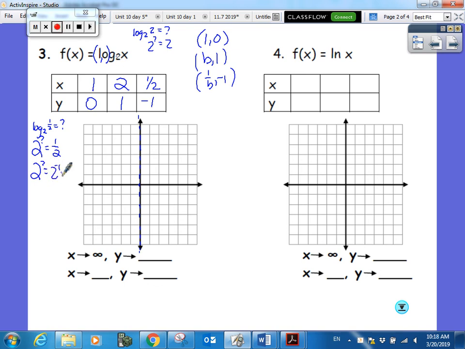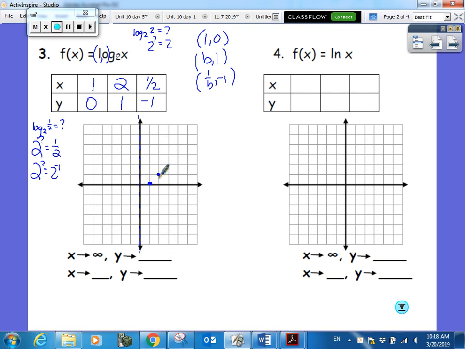You get negative 1. Again, I couldn't pick 3. I could pick 4. 2 to the what equals 4. So when I plug in 4, I get 2. I couldn't pick 6. 2 to the nothing equals 6 that we could do without a calculator. All right, so we plot those points. 1, 0.